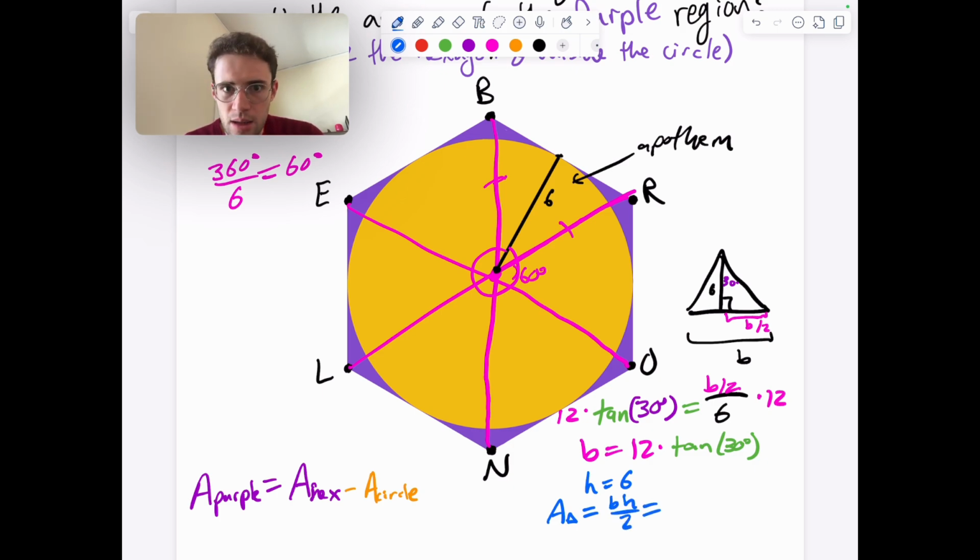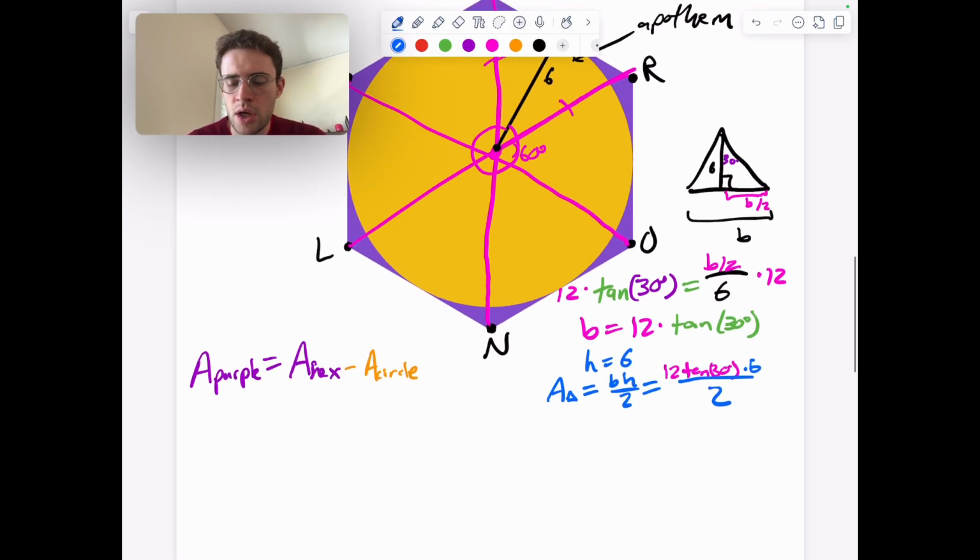In this case, the base is 12 tangent of 30 degrees. Our height is 6. We divide that by 2. So we have 12 times 6 divided by 2. That ends up being 6 times 6, which is 36 times the tangent of 30 degrees. That is, again, not our answer. That's the area of the triangle.